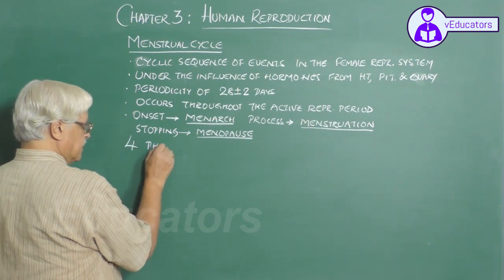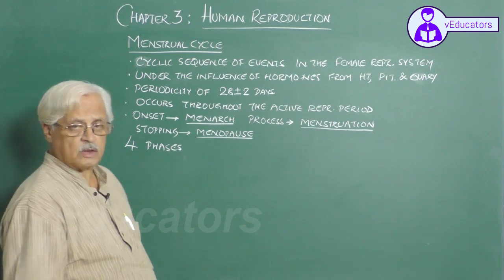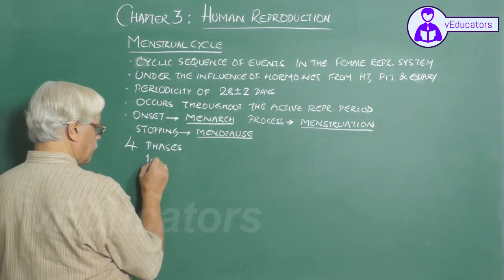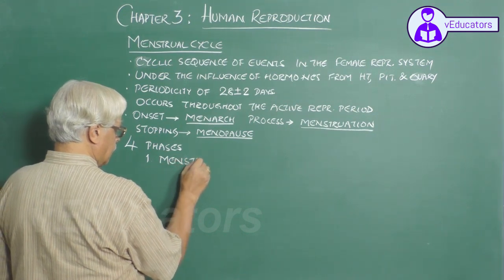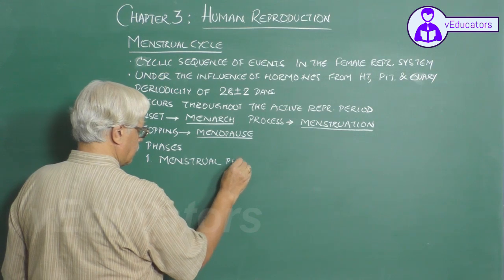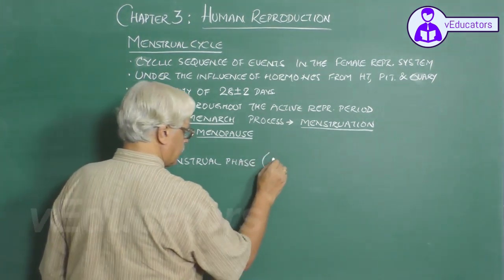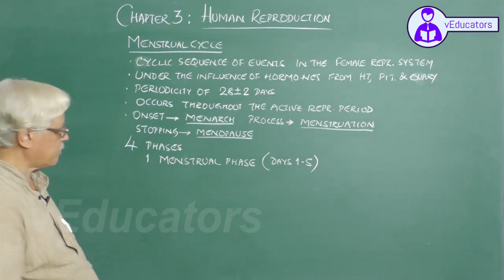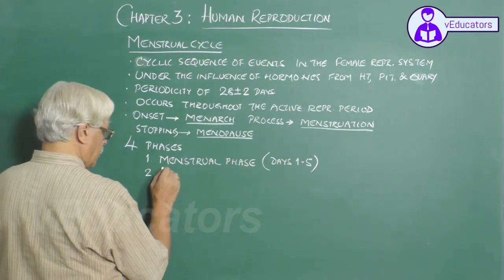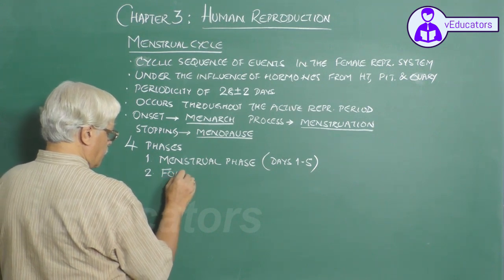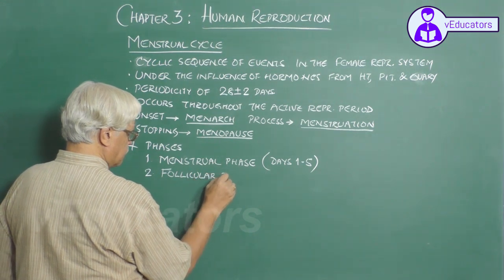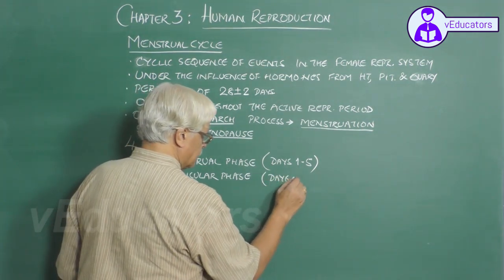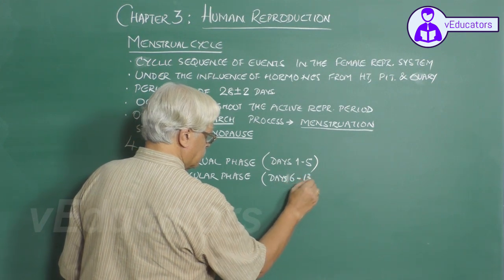4 phases can be recognized in the menstrual cycle, namely menstrual phase, days 1 to 5, follicular phase, days 6 to 13.